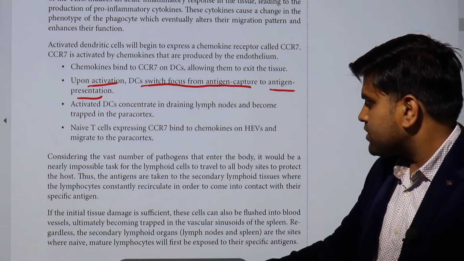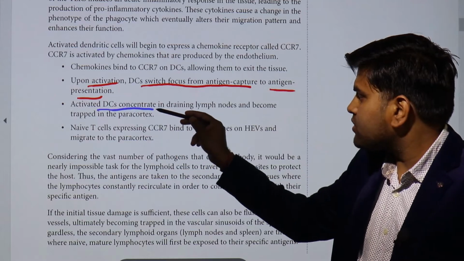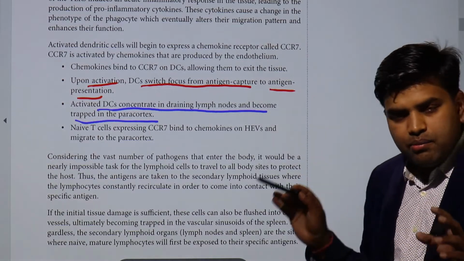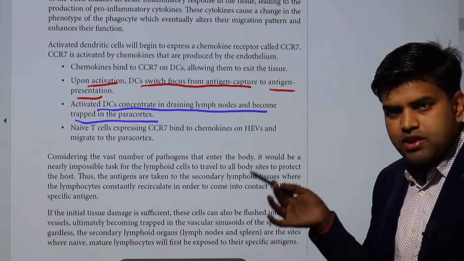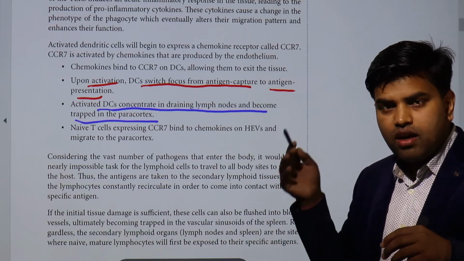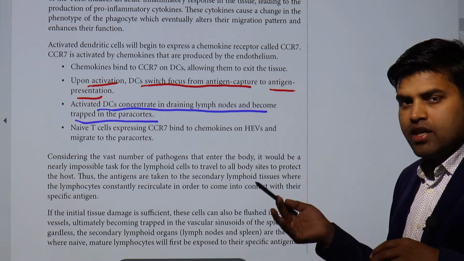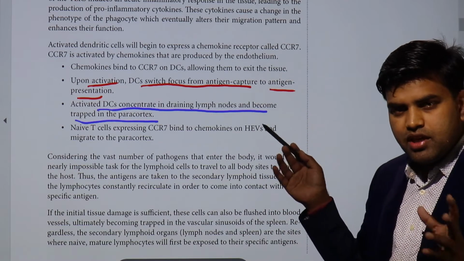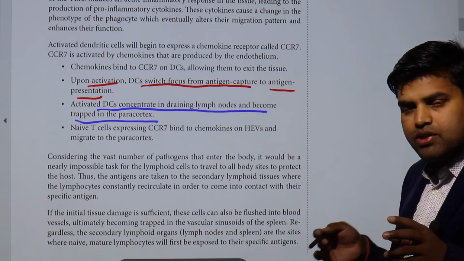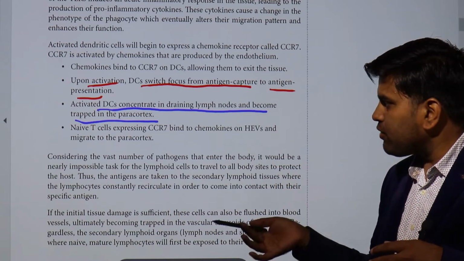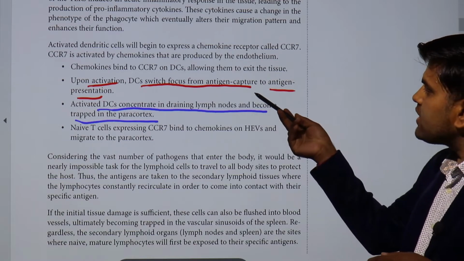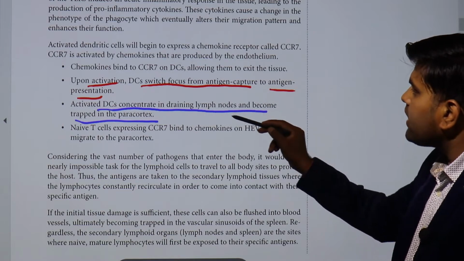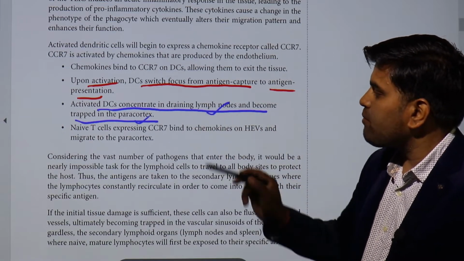The activated dendritic cells concentrate in the draining lymph node and become trapped in the paracortex. So what is happening? There is an infection at the site, and the dendritic cell has captured that bacteria. Now they are presenting. They leave that infection area through the lymphatic vessel, using the receptor CCR7, and go to the local lymph node, where antigen capturing has switched to antigen presentation, and their concentration becomes high in the draining lymph node. Mainly they are trapped in the paracortex.